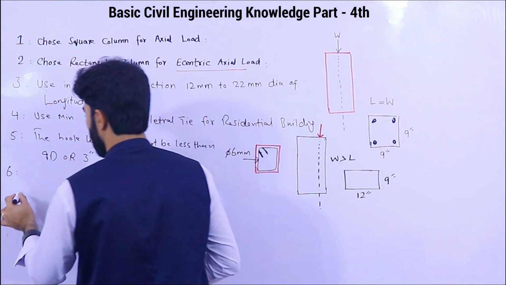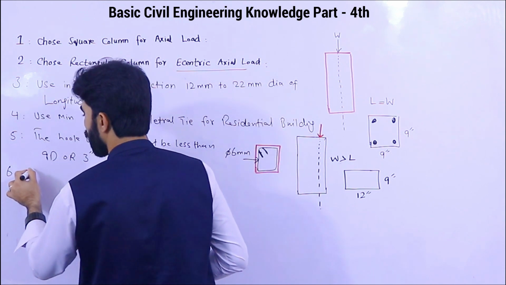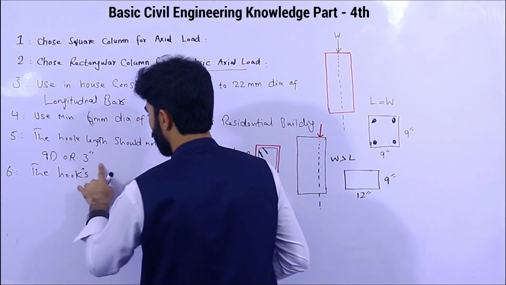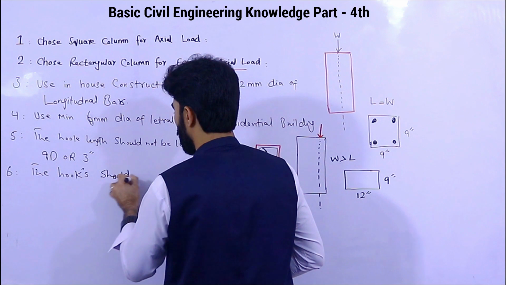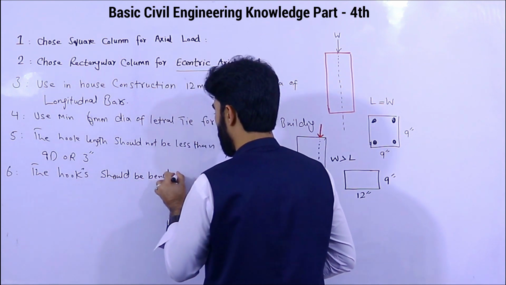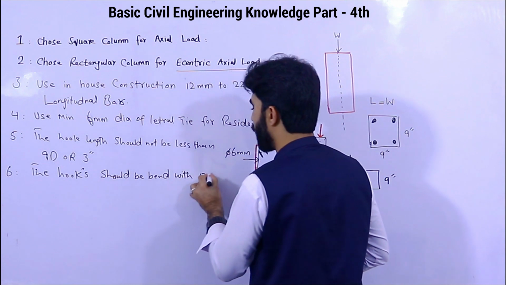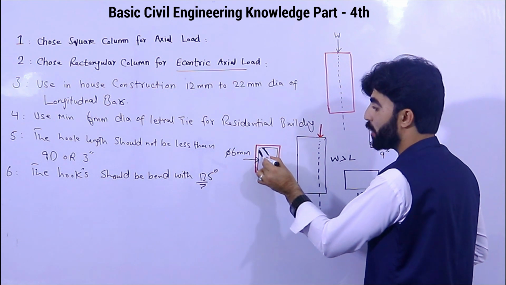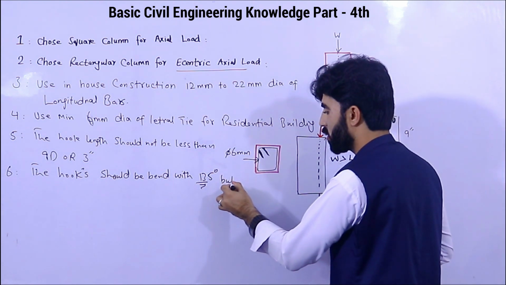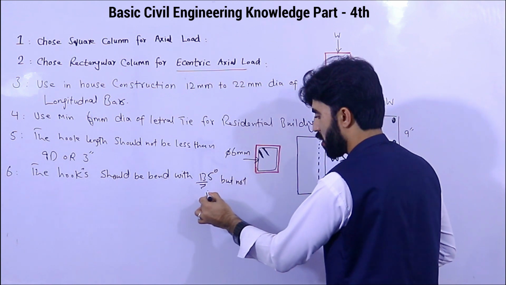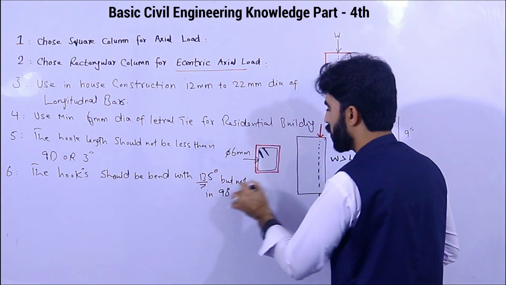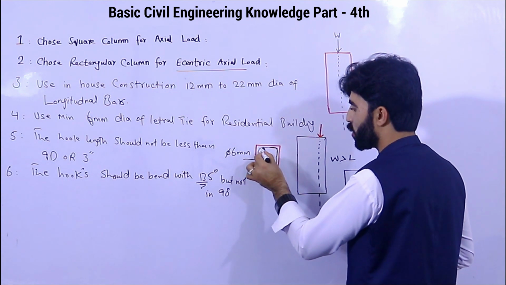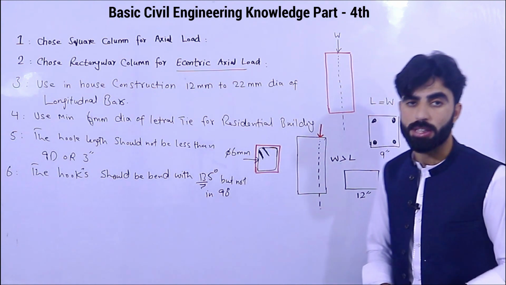The rule number 6 is, guys, the hooks should be bent with 135 degree. These hooks should be bent with 135 degree, but not 90 degree. So this is 90 degree, guys, you can see. So don't provide it like this, but it should be provided with 135 degree. It should be bent. This is the other point.